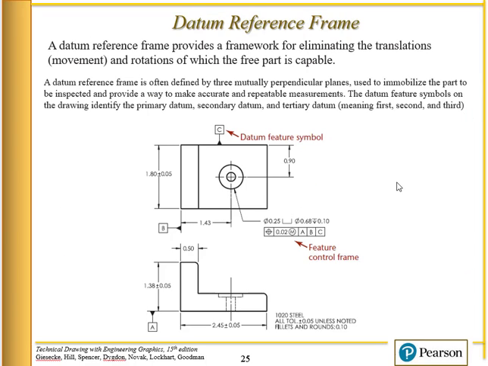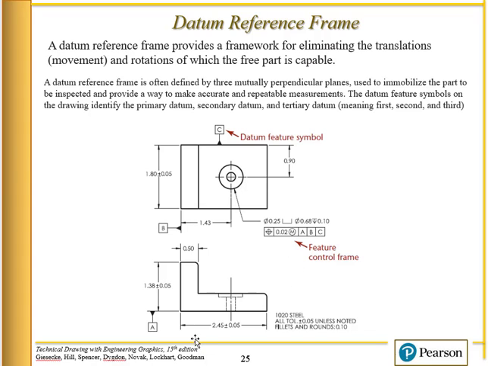So a datum reference frame provides a framework for eliminating the translations, movements, and rotation of which the part is capable. When you're doing GD&T, you're defining a frame of reference using the datums for your part. In this case, datum surface A is this lower surface right here. Datum B is this side surface, and datum C is this upper surface. So we can completely give the part a frame of reference by using these datums.